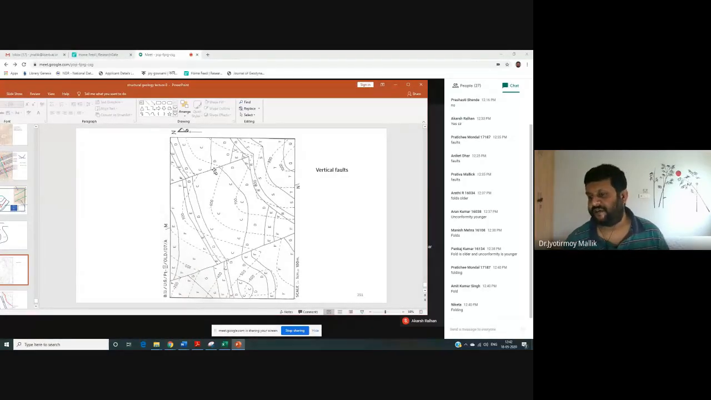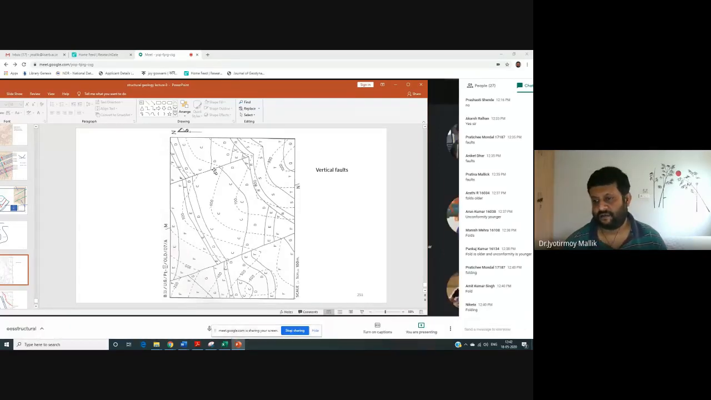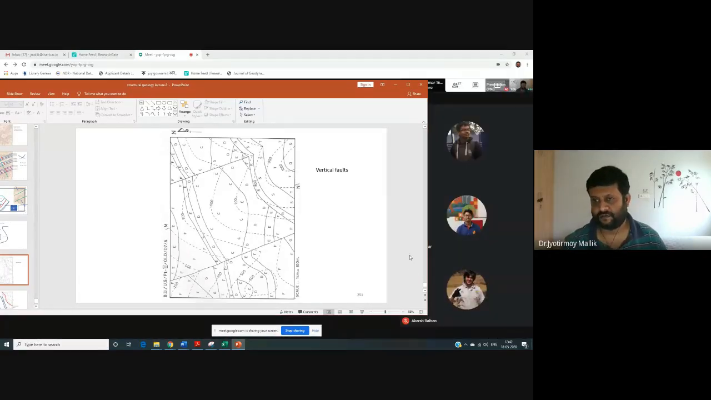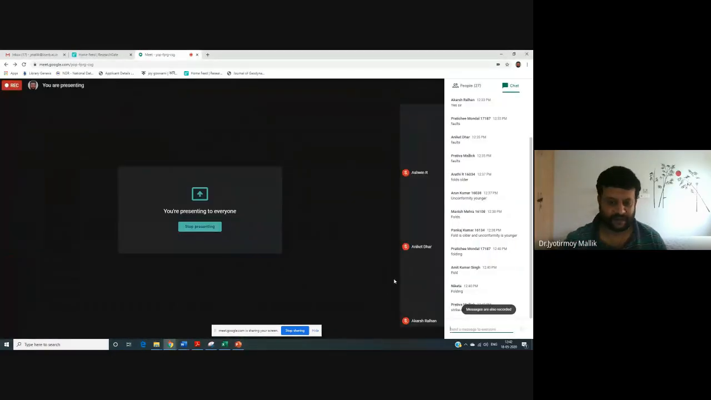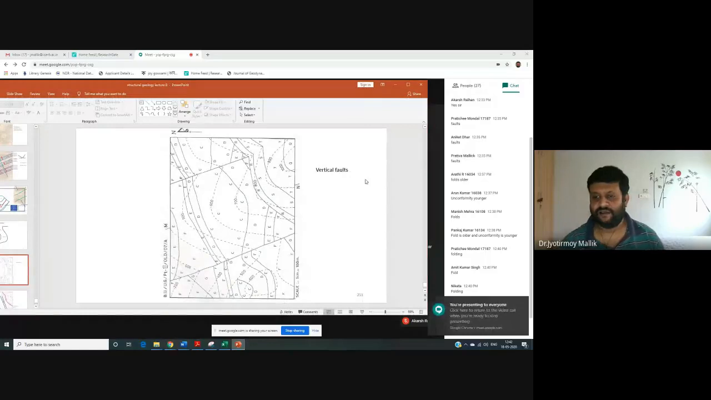Then when the faults are vertical, can you tell me what type of faults we see with dips being vertical? Just write down. What type of faults have dips of 90 degrees? What category? Strike slip fault. Excellent, Pratibha. So these are all strike slip faults.